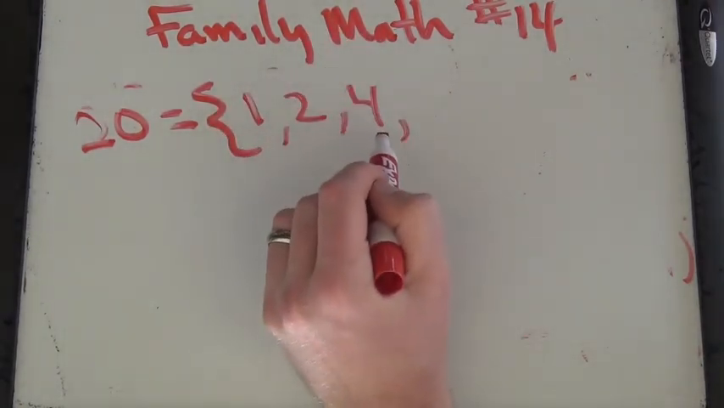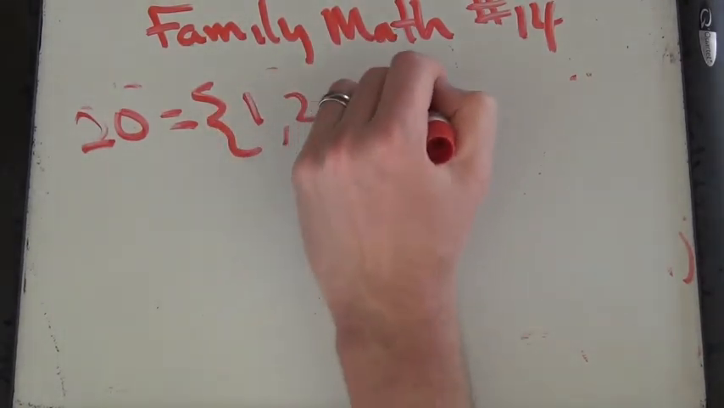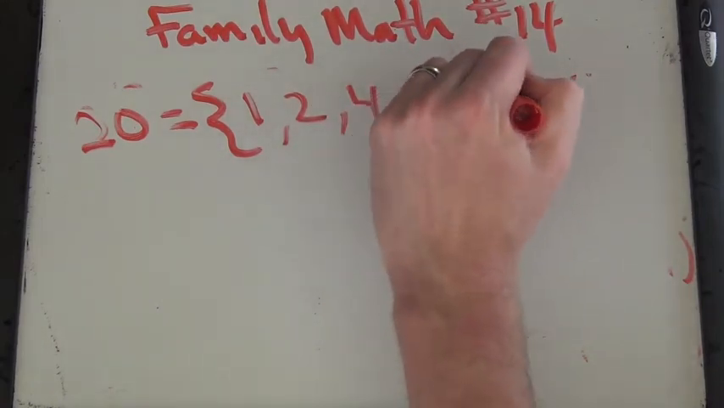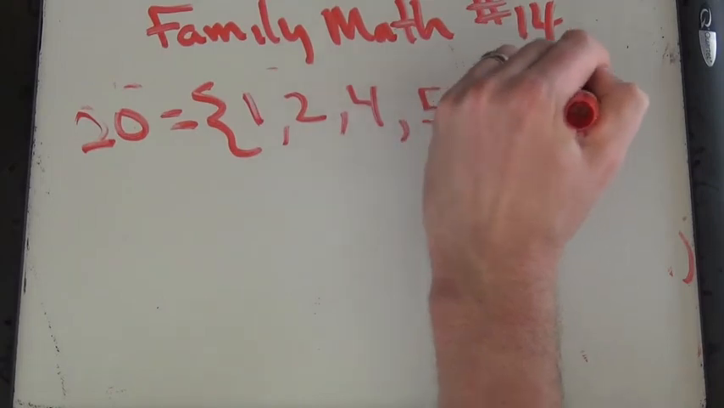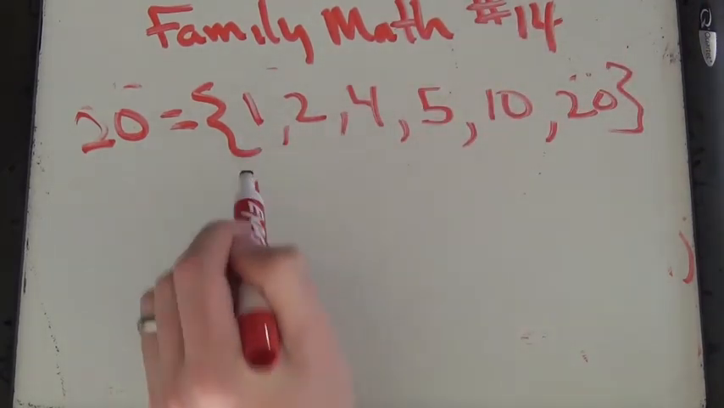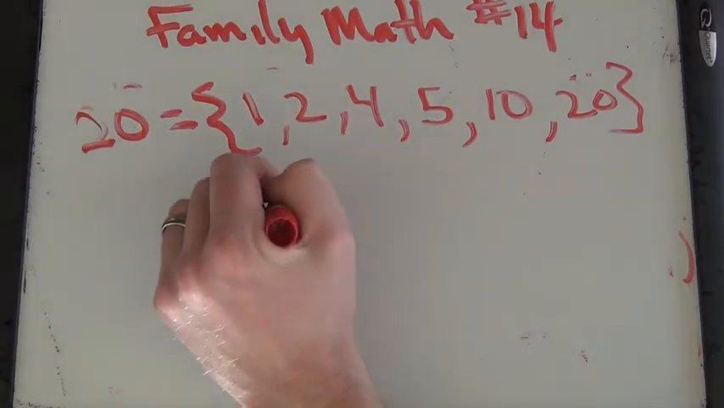4. 4 times what equals 20? Do you know? 5. Okay. 2 times what equals 20? 10. And 1 times what equals 20? 20. Okay, now we're going to look at the number of divisors. 1 has 1 divisor. 2 has 2 divisors.